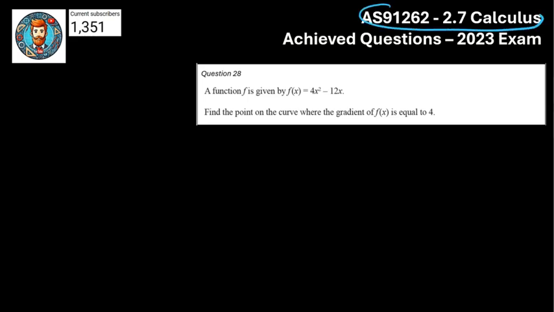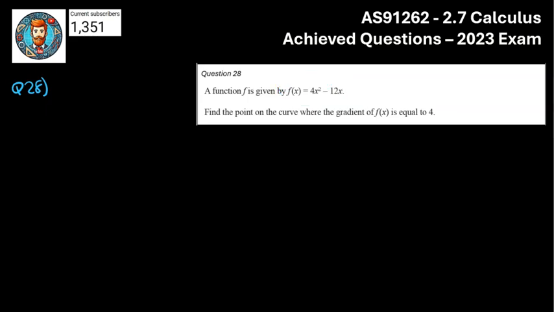In this video we're looking at 2.7 calculus and we're focusing on the achieved questions for the 2023 exam. This exam was a bit weird. Question number 28 was actually the only achieved question here. The rest of them were all merit and excellence. That meant you had to get into the merit and excellence, start that off a little bit correctly to get your achieved marks. So let's get into this one.